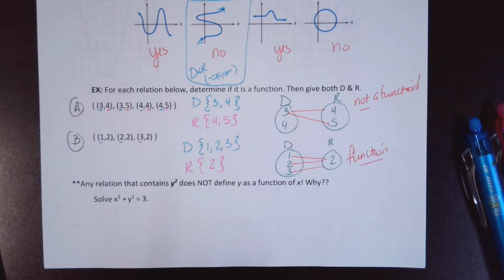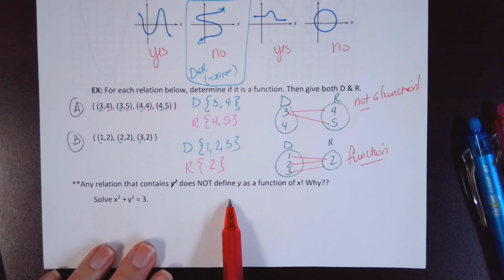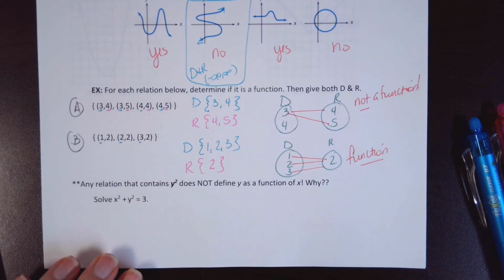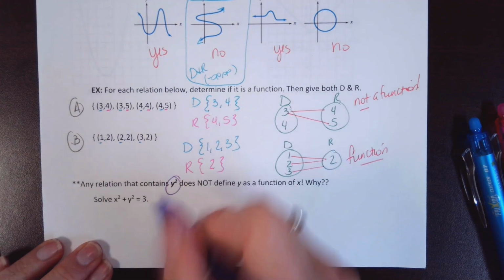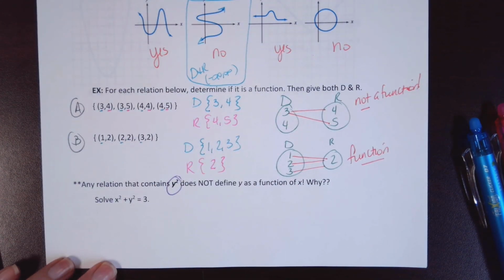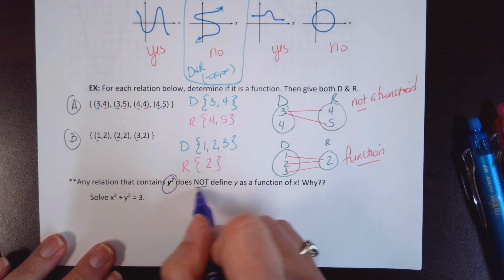Now, we're defining y as a function of x. Are there any relations that contain y squared that do not define y as a function of x, and why? So let's take a look at that. What if we have a y squared? Basically that is what we're asking. What happens if we have a y squared?